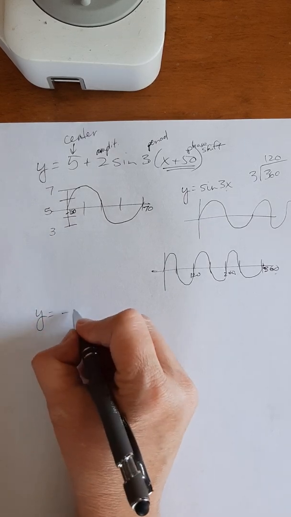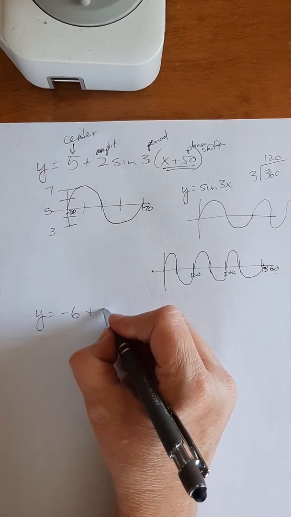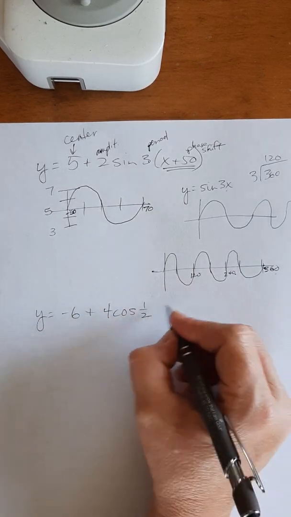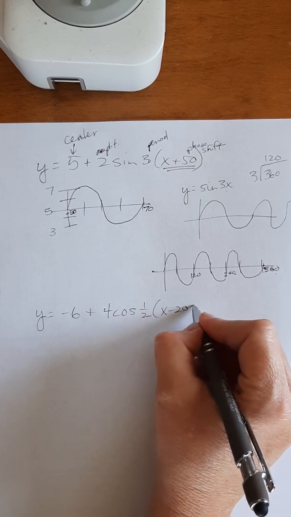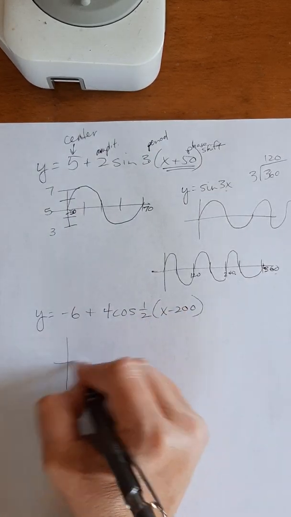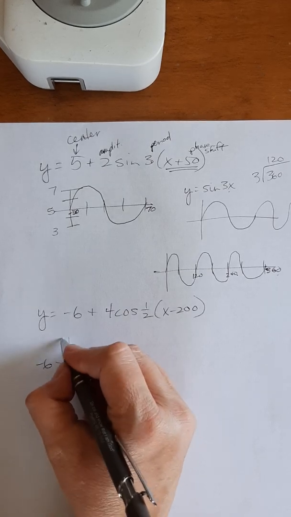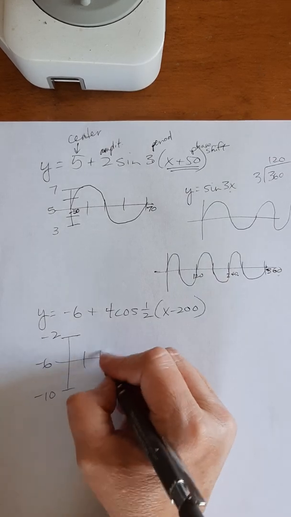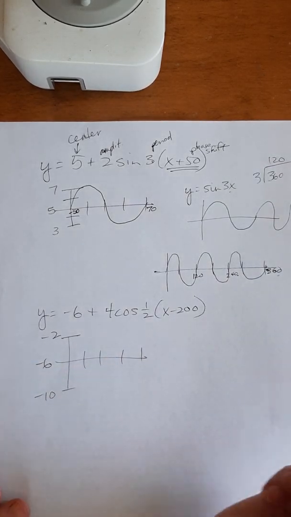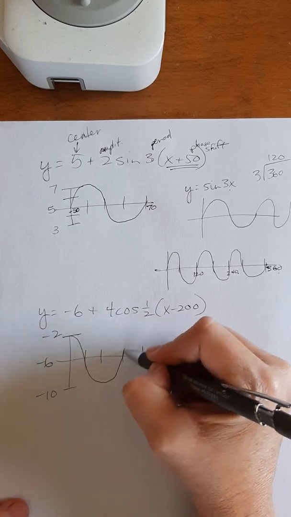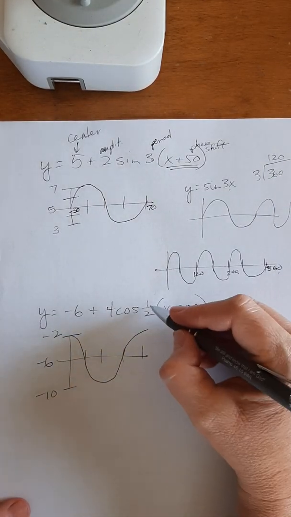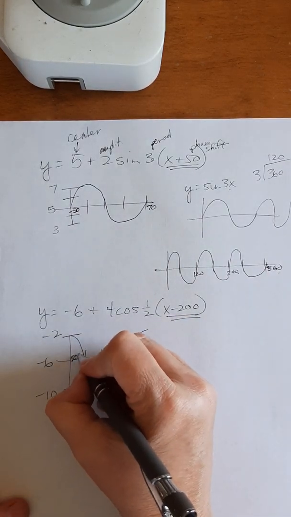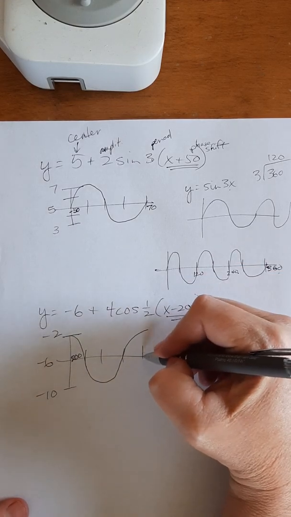Let's say if I did -6 for cosine, let's do a half, x minus 200. Okay, start off the same, center line -6, height of 4, so add 4, subtract 4. Cosine, so start at the top. Period change we're going to come back to. What makes that 0, positive 200? And then it's going to end.